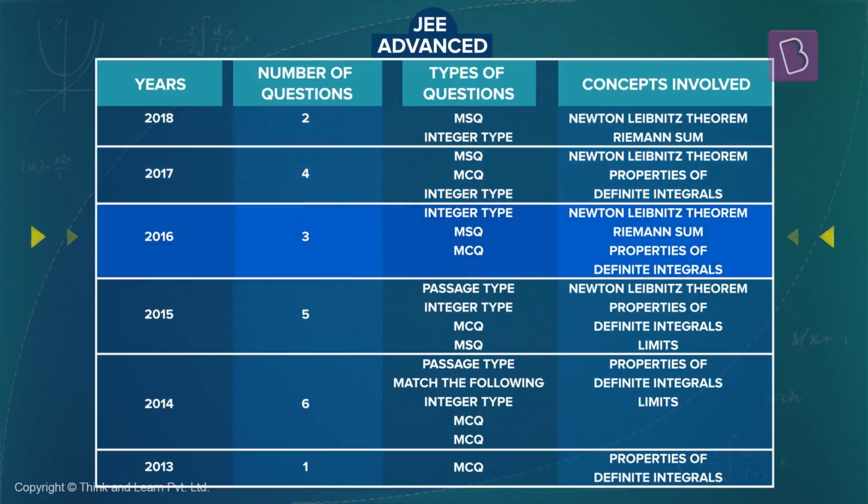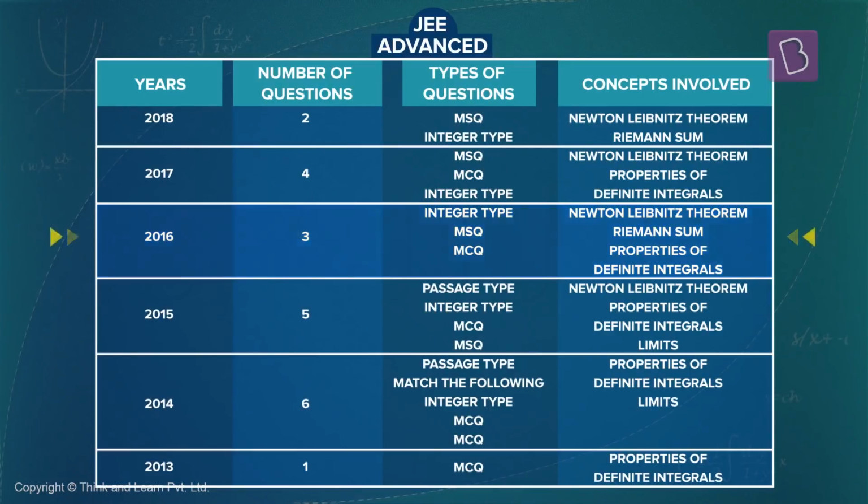2016 also saw three questions: an integer type question from Newton-Leibniz, a multiple correct answer question from Riemann sum, and a single correct answer type question from properties of definite integrals. This was 2016 for you.